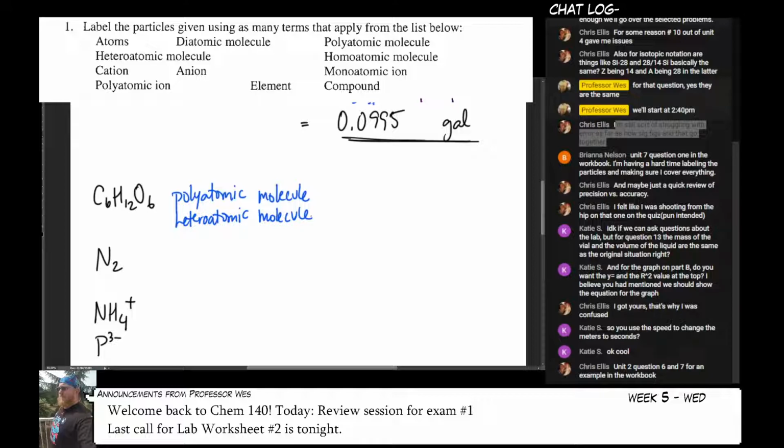Is it a cation? No, there's no positive charge. Is it an anion? No, there's no negative charge. Is it a monatomic ion? No, because there's more than one atom. Is it a polyatomic ion? No, it's not charged. Is it an element? No. Is it a compound? Yes. So those would be what I would write down for this one.